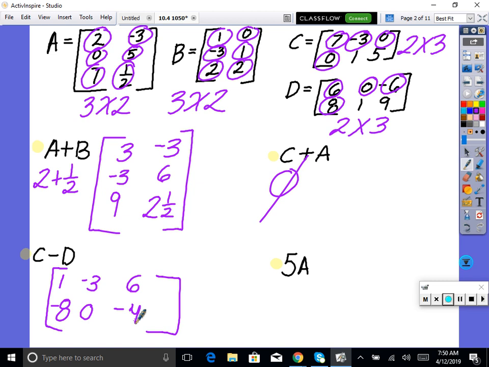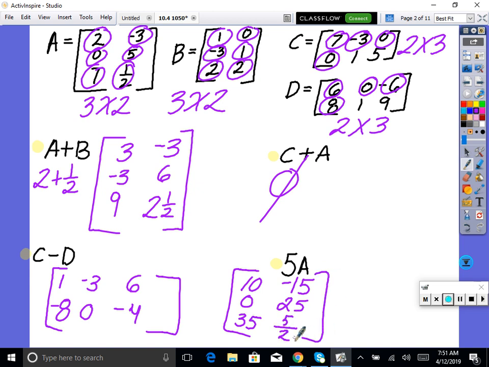So you would just literally take matrix A and times 5 to all those. So you would get 10 times 5, and negative 15 times 5, wouldn't you? Times 5 you get 0, times 5 you get 25. It should be the same dimension. Times 5 you get 35. 5 times a half, guys, you multiply straight across, is 5 halves. So pretty straightforward stuff when it comes to adding, subtracting, and multiplying by a constant.